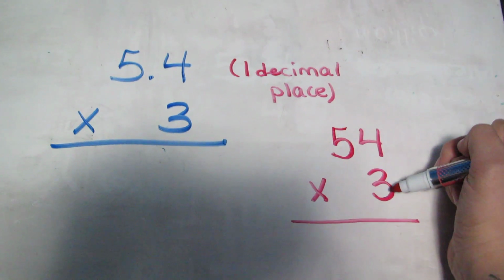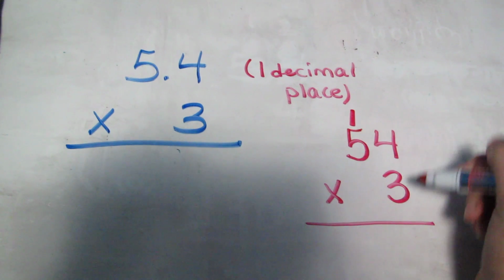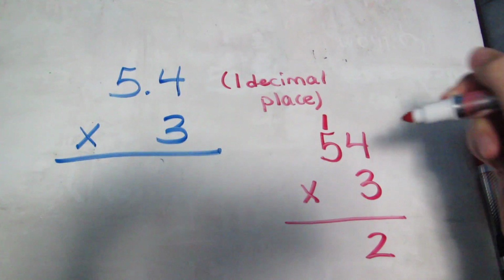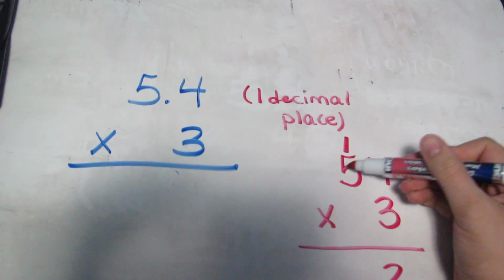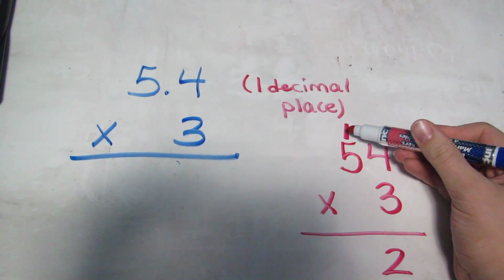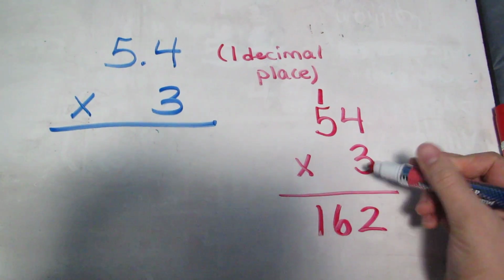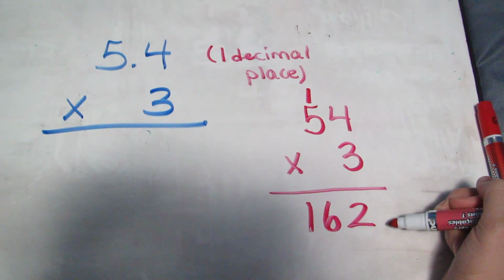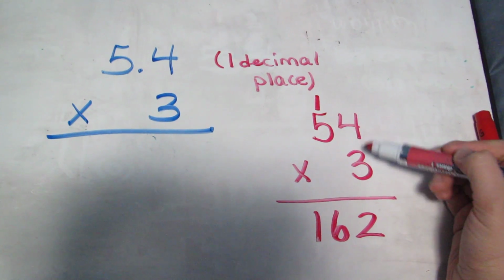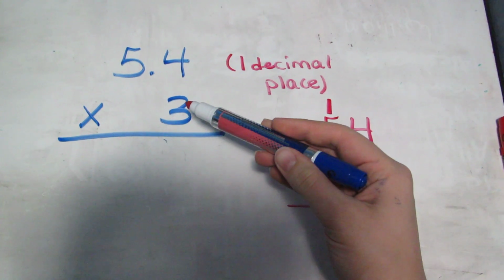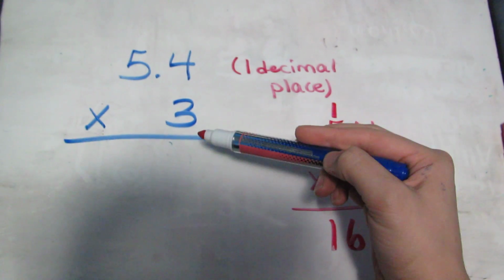4 times 3 is 12. Put my 1 up there and my 2 down there. And then 3 times 5 is 15, plus 1 is 16. Then I get the answer of 162. Well, that's my answer to 54 times 3, but not my answer to 5 4/10 times 3.